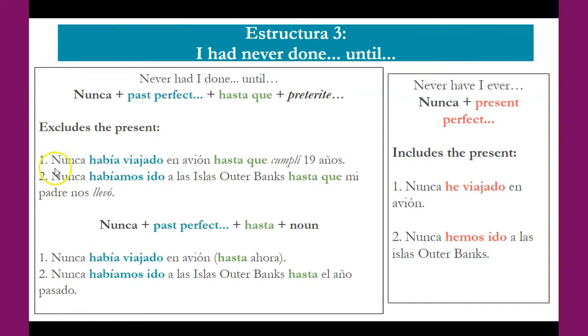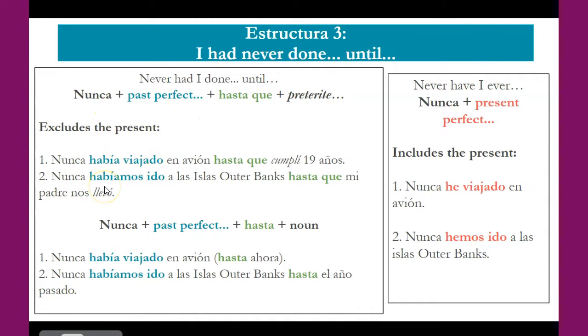So for example, nunca había viajado en avión. I had never traveled by airplane hasta que, that means until, I turned 19. So I had never traveled by airplane until I turned 19. So this one is talking about a previous past action, where you're saying you had never done that, and then you turned 19 and you had, right? It's implying that you had. So now in the present, you have already done that since you turned 19. So this one excludes the present in that sense.